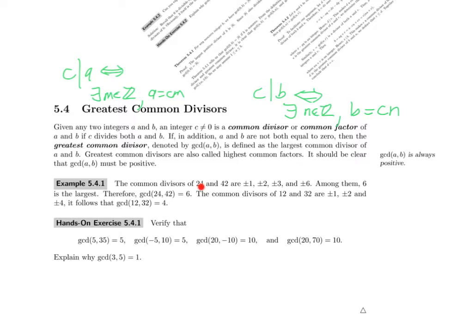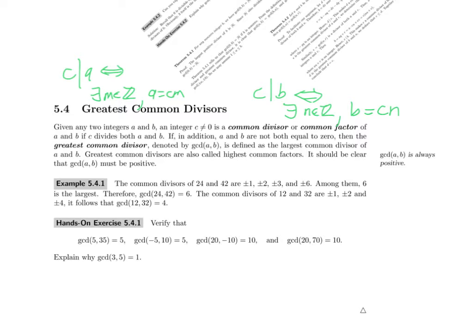So for example, we have 24 and 42. If we were to list all the divisors of each of these numbers, the ones that would be in common to both would be plus or minus 1, plus or minus 2, plus or minus 3, and plus or minus 6. Among them, 6 is the biggest, so 6 is the GCD of 24 and 42. And then similarly with 12 and 32, here's the list of common divisors. So the largest one in that list is 4.